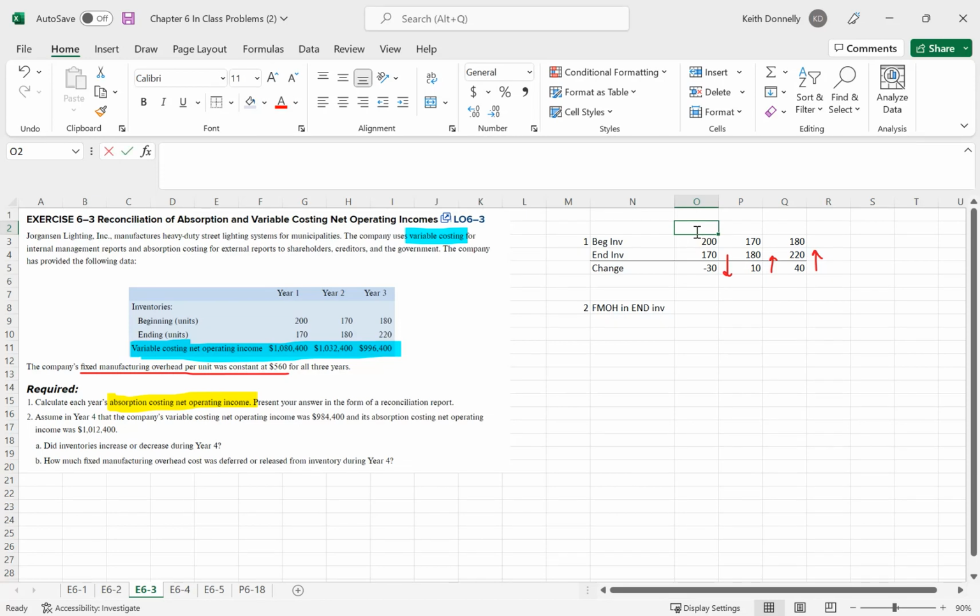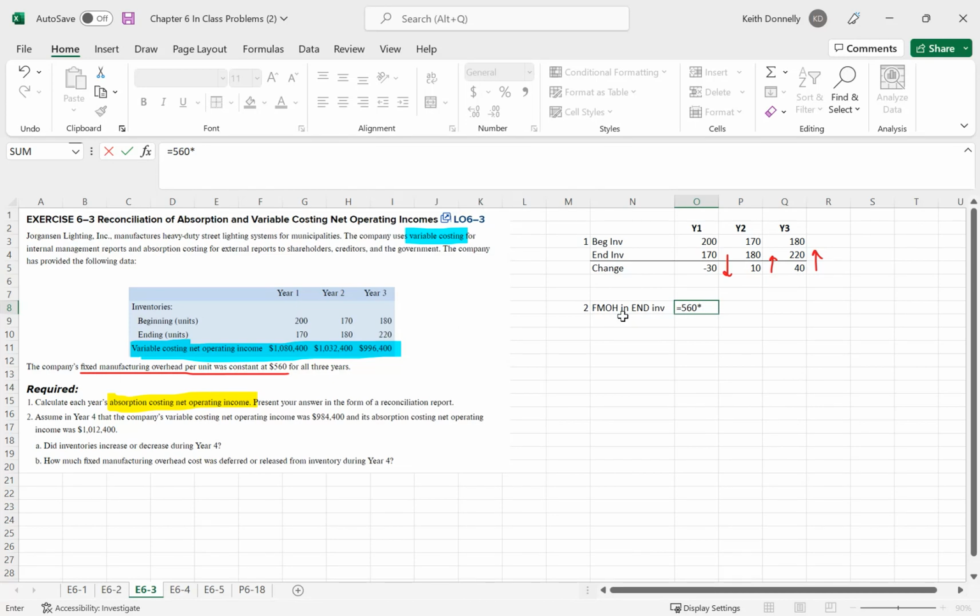And we'll just make this column: year 1, year 2, year 3, center that, and that's going to be the column all the way down. So you're going to have to watch a little bit carefully here. We're looking at fixed manufacturing overhead in our ending inventory. First off, we said that it's $560 per unit. So we'll take the $560 per unit.